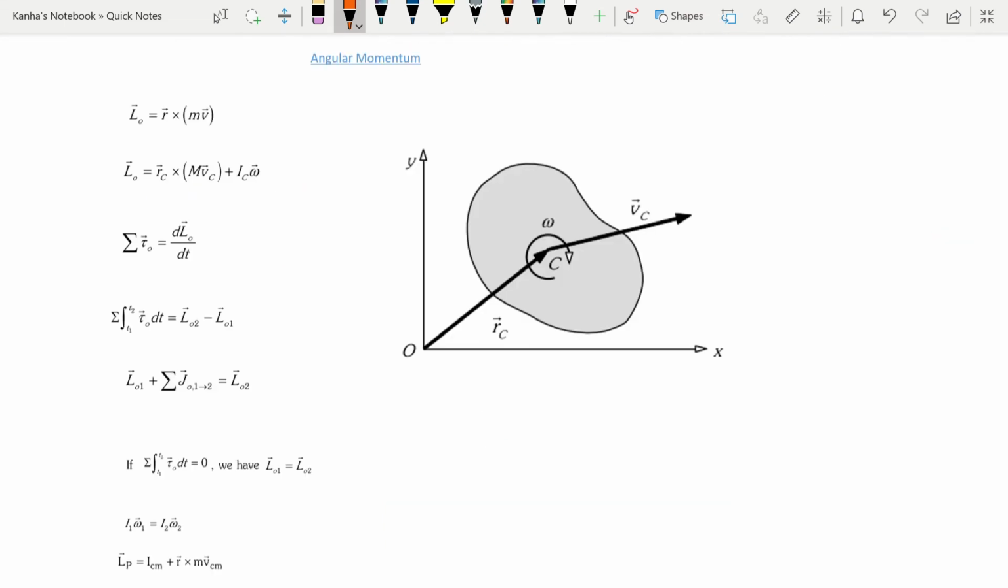Finally, I'll talk briefly about the angular momentum. So angular momentum, which is denoted by L, is nothing but the moment of the linear momentum. What does this mean? Let this be my origin. This is the system I'm taking. There is this particle P, which has a position vector r, and it is moving with some momentum p.